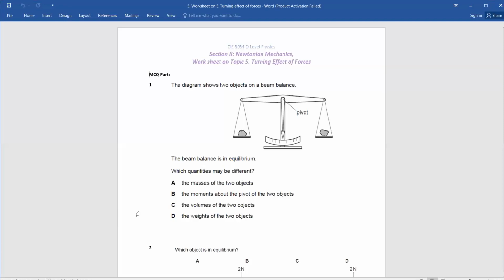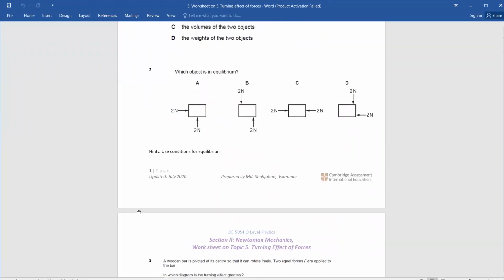Now, which one do you have problems with after that? Question number two. Okay, let's see. Which object is in equilibrium? You chose B. Look, if you are pushing it upwards from here and you are pushing it from the left side downwards, then the turning effect they are creating is anti-clockwise, right? For both of them, we are getting anti-clockwise. So this way, we are not getting this one in equilibrium.